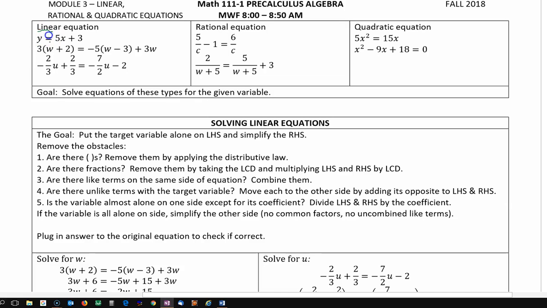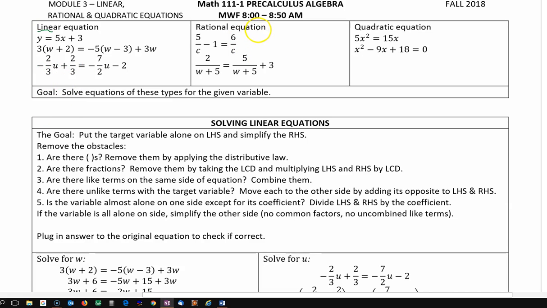Linear comes from the word line, and if you recall, y equal to 5x plus 3 is the equation of a line with slope 5 and intercept 3. So that's a line. Now these other equations are linear. You don't see any exponents higher than 1, and so is the third one.